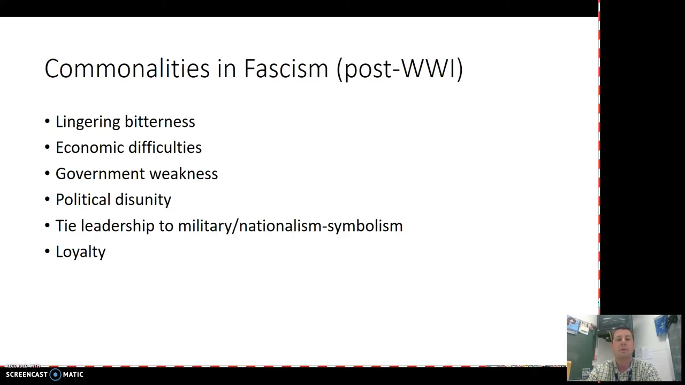Commonalities in fascism, post-World War I anyway, lingering bitterness from the end, especially the Treaty of Versailles in Germany, that's absolutely going to play a big time role. Economic difficulties, we mentioned the Great Depression, government weaknesses. A lot of these new republics, your textbook is going to argue, don't have a traditional democratic or republican ideals to fall back on. They're not necessarily hugely influenced by the Enlightenment.